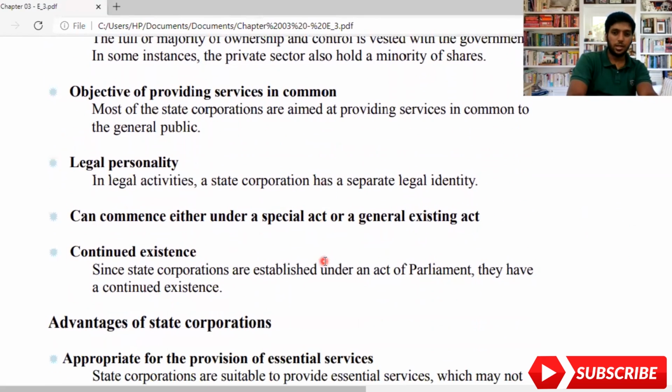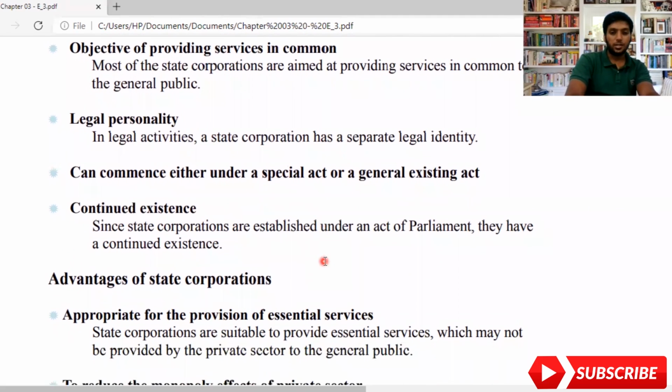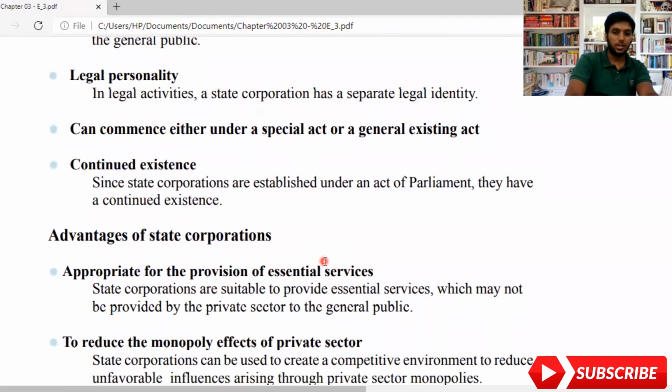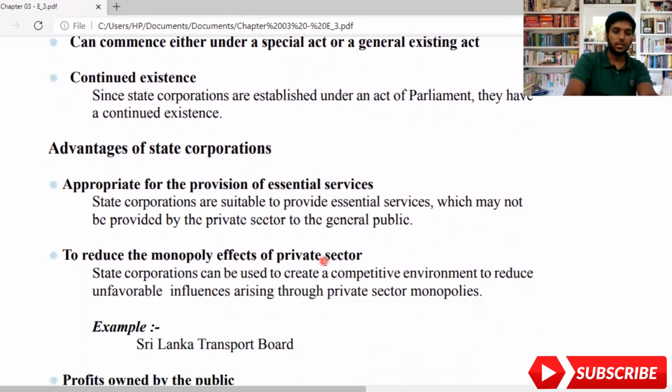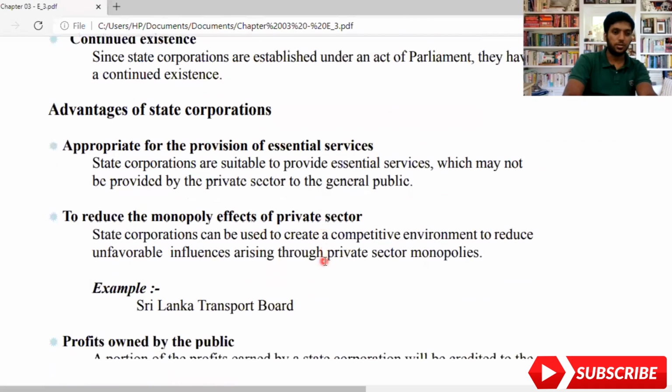Legal personality, they don't get caught. The people who are involved in that will get caught. So they have some sort of legal identity. I have already explained what legal personality is. They can commence either under a special act or a general existing act. So with an Act of Parliament passed, it can be either an old one or a new one they can make, and they can get this corporation started. And continued existence: even if you die, the government will not die. They will take it ahead and run this corporation.